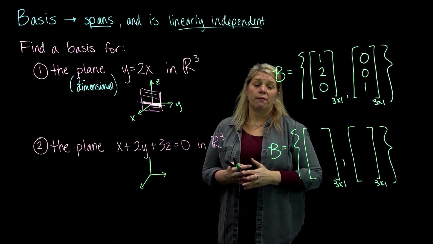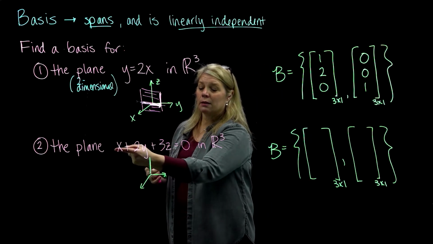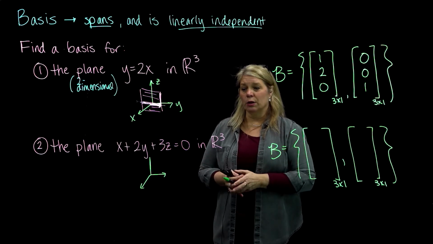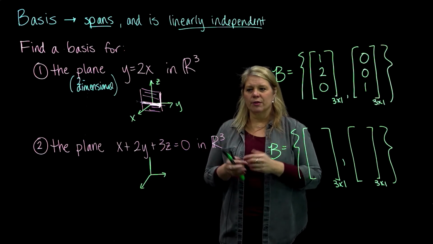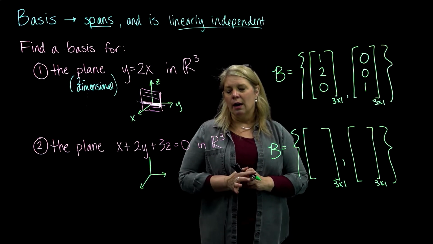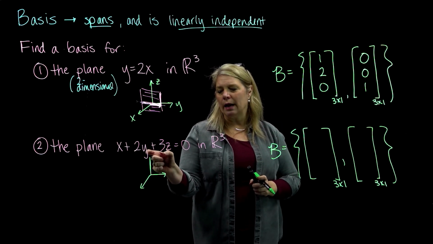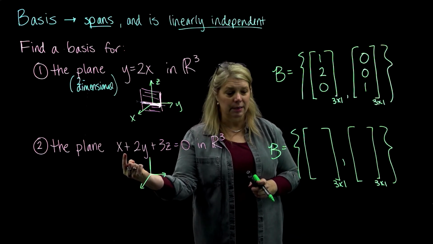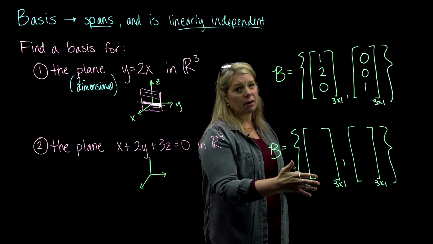I need two vectors that are on this plane, so satisfy this equation. There's lots of different choices you could make. I'm going to be kind of strategic and choose a couple zeros in a couple places here. For example, if I choose y and z to both be 0, then that would force x to be 0, and it would be the 0 vector.